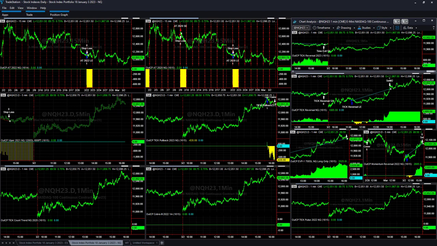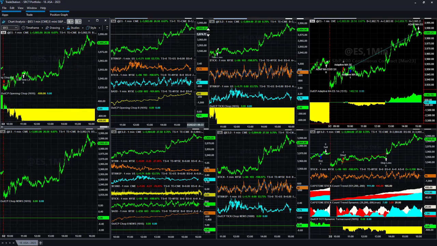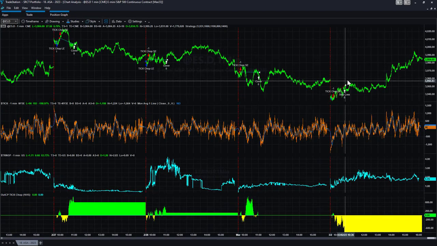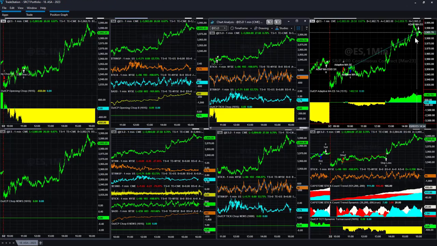Let's look at some of the strategies that I'm developing still. The opening chop strategies that we have been talking about lost today. You see opening chop here, it lost on the day. We'd like to see these go through a little bit of a losing streak before we turn them on in live trading. I'm still trying to license those and get those out. Tick chop lost on the day.